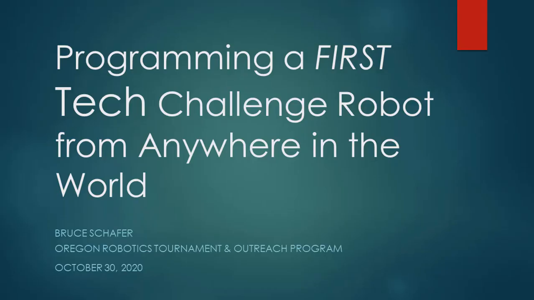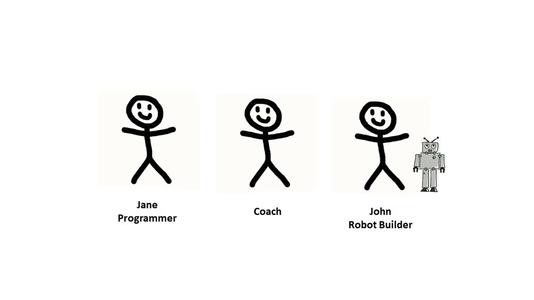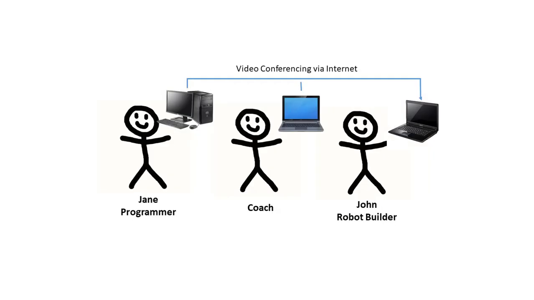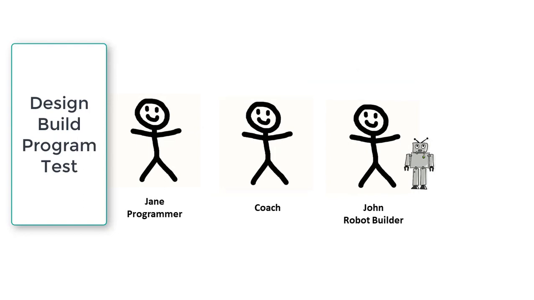It's not always possible for teams to work together in the same room to program and test their robot. Instead, the robot may be at the home of one of the team members or the coach or some other location. The teams can meet using internet video conferencing services to discuss the robot game, but how can they work together to design, build, program, and test their robot?